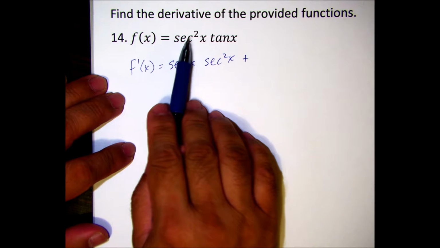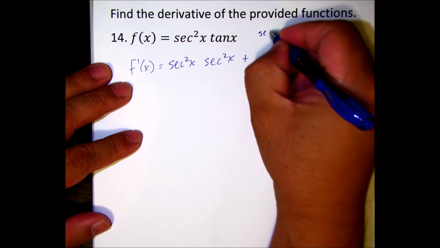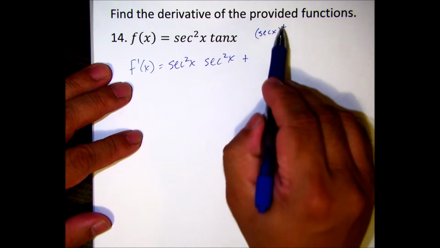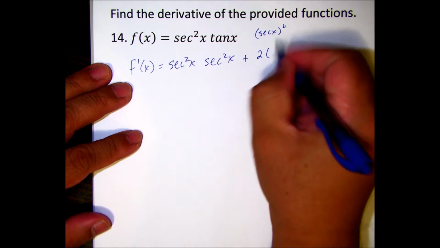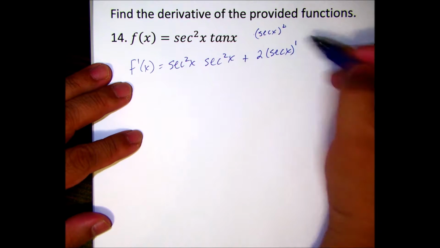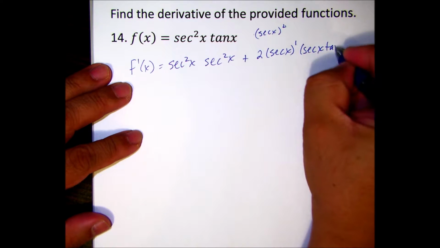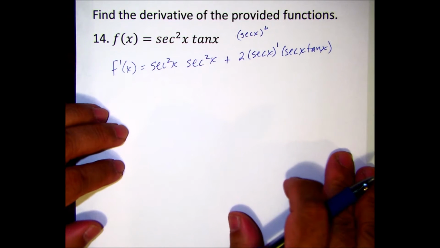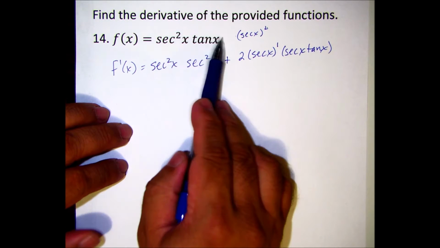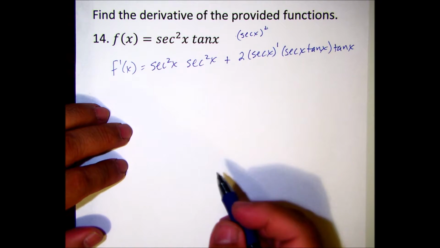plus, now I take the derivative of secant squared, so using the chain rule, I'm thinking of secant squared like this, secant x raised to the second power. So I bring down the exponent of 2, subtract 1 from the exponent, and then take the derivative of the inside. This is the derivative of secant squared, which means that I kept the tangent constant, and that goes there. All right, let's clean this up a little bit.